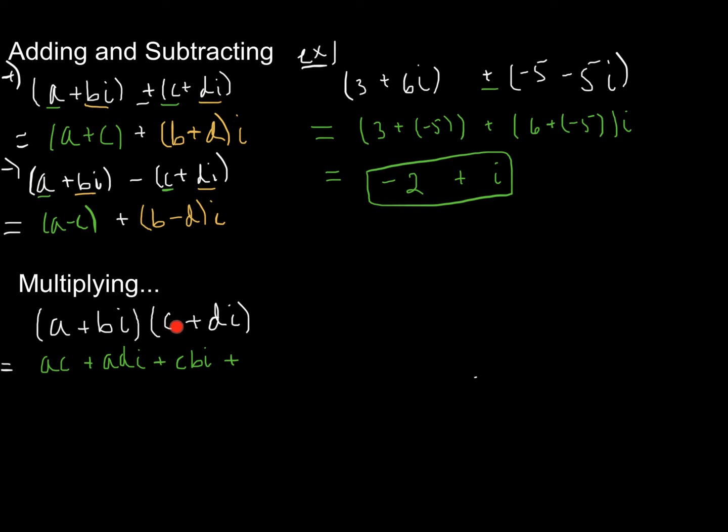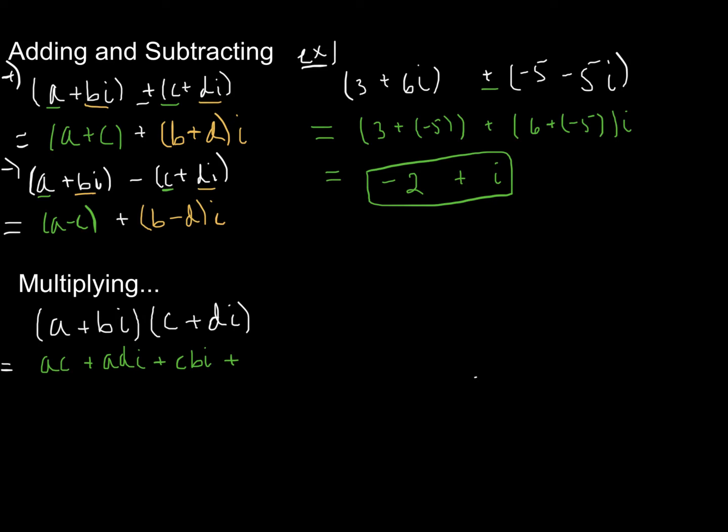Same thing is true if I multiply c times bi, right? I have this many imaginary units, b of them, and I'm multiplying by c. So now I have c times b imaginary units. All right, so now we have bi times di. And here's where we need to make sure that we stay disciplined and trust the process.